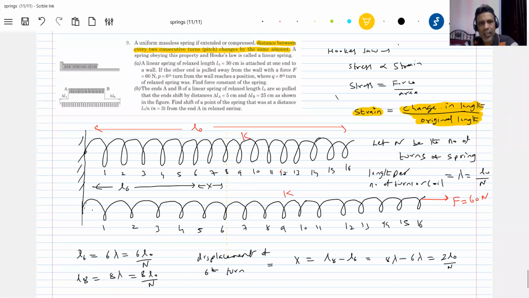So what do you mean by this? The distance between every 2 consecutive turns changes by the same amount. It means the strain in any part should be equal to the total strain of the spring, or the strain in one part should be equal to the strain in the other part of the spring, or the strain in one part of the spring should be equal to the strain in the total spring.